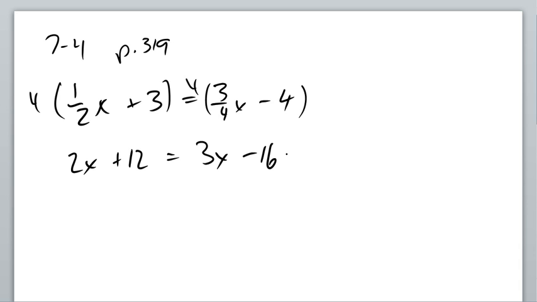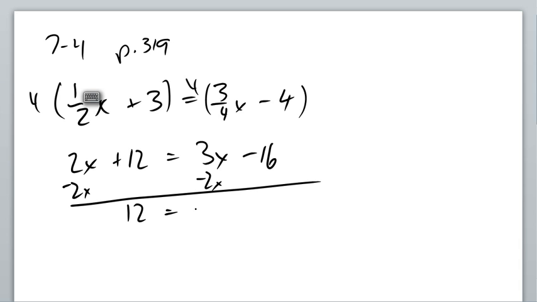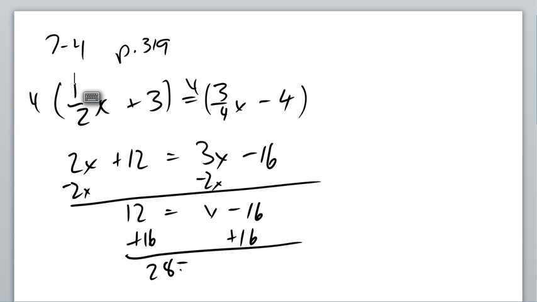As I look at this now, there's nothing else to multiply, and there are no like terms that I need to combine. I always like to subtract to the side of the larger variable. 3 is larger than 2, so I'm going to subtract 2x from each side. When I do that, I get 12 equals x minus 16. Now I have to add 16 to each side, and I get 28 equals x, because that gives us 0 right there. So my answer here is x equals 28.